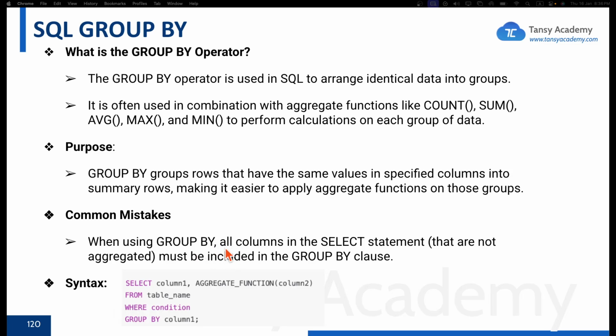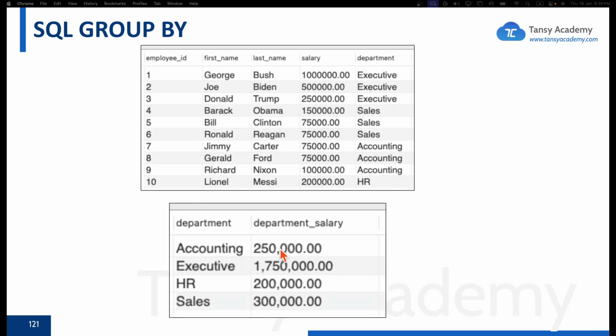A common mistake is using group by with all columns in the select statement. I'm going to explain this with an example. Before even getting into the SQL part, I'm going to have a very generic discussion here about group by. Let's say I have an employee table with 10 employees: first name, last name, salary, and department.